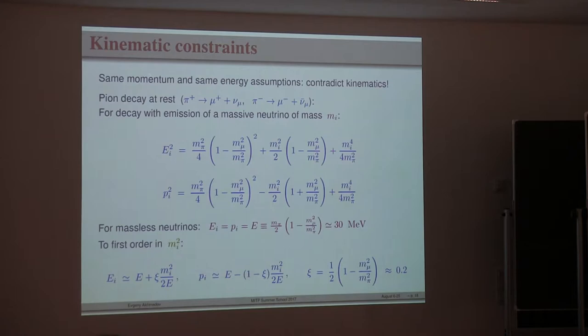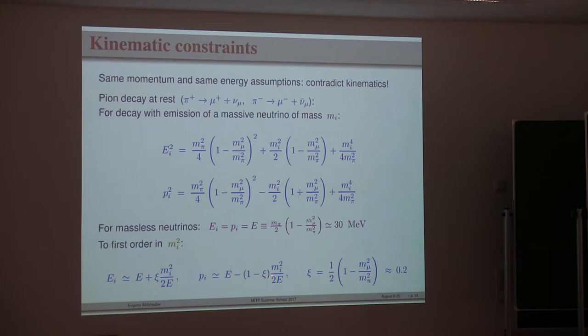Now, we can simplify them a little bit. If we neglect terms which are of the fourth order in neutrino mass, then we can write down the energy and momentum of the mass eigenstate i as some term which is independent of i, plus a term which is proportional to m_i square over 2E for each mass eigenstate, multiplied by a factor psi, which is obtained immediately from these formulas and is equal to 1/2 (1 minus m_mu square over m_pi square) for the pion decay into muon. For pion decay into electron and electron neutrino, we would have the electron mass here. Okay. Now, for the momentum, we have the same i-independent term minus (1 minus psi) m_i square over 2E.